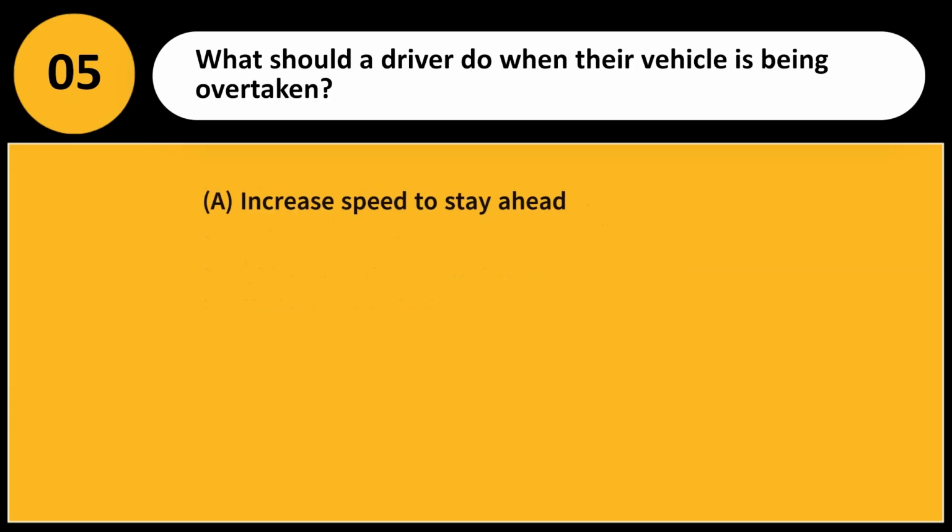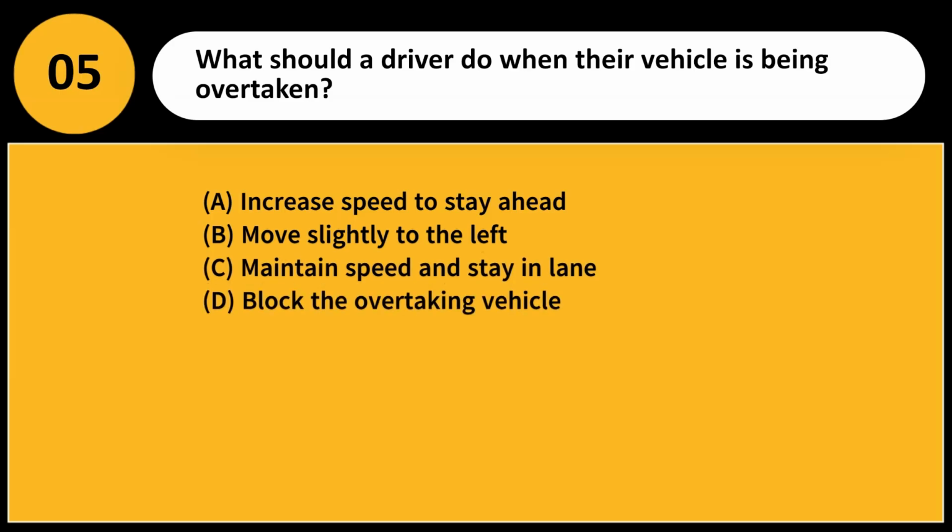What should a driver do when their vehicle is being overtaken? A. Increase speed to stay ahead. B. Move slightly to the left. C. Maintain speed and stay in lane. D. Block the overtaking vehicle.